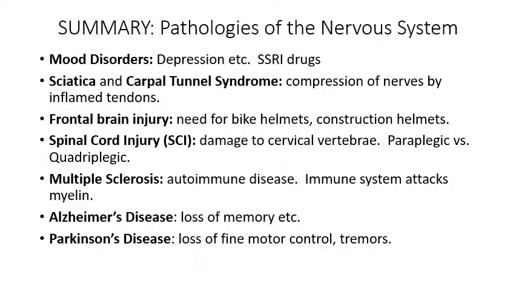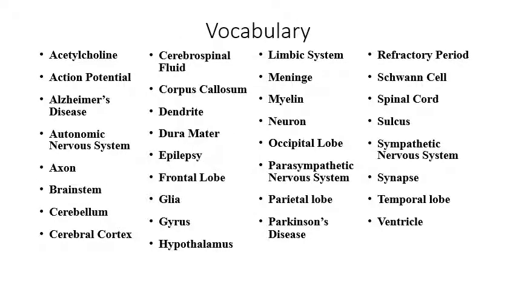All right, so these were the pathologies of the nervous system that we discussed. And this is the vocabulary for this week. The only thing that I haven't talked about that's on this vocabulary is ventricle. Don't worry about that word. I won't ask you about it. But there are certain pockets inside the cerebrum that contain cerebrospinal fluid that are called ventricles.